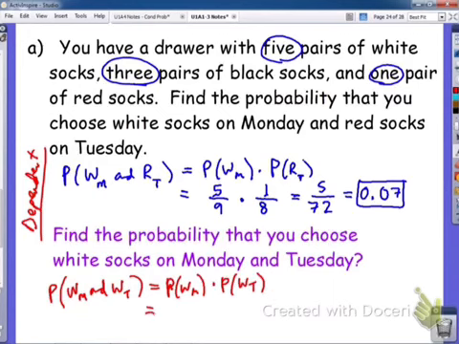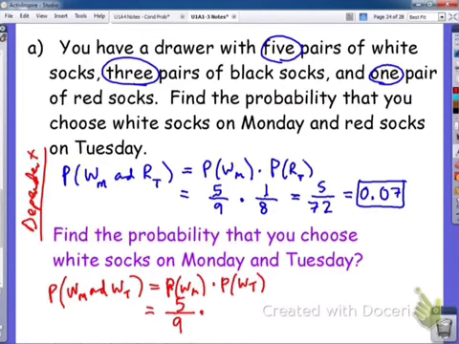Now, what is the probability of selecting white socks on Monday? I'm going to call on Skylar. How many total socks do you have on Monday? 9. And how many socks were white? 5. Good. So we're going to multiply that times the probability of selecting a white pair of socks on Tuesday.